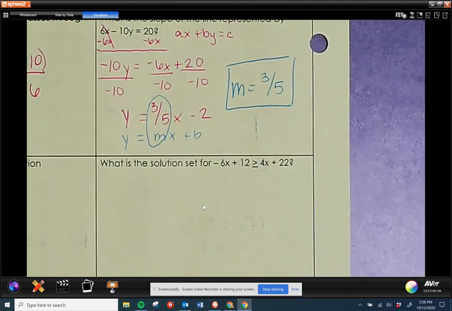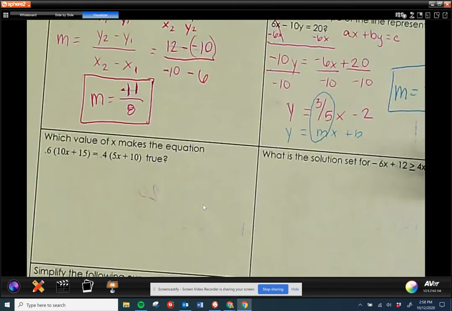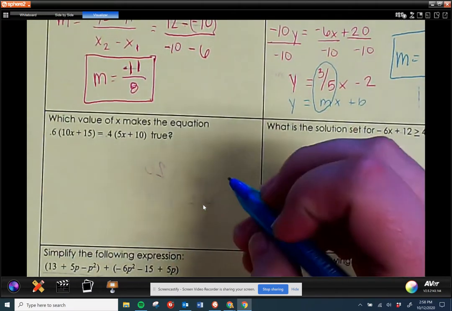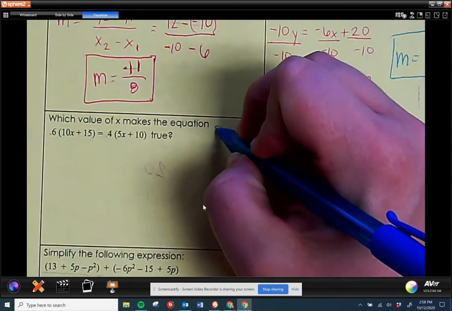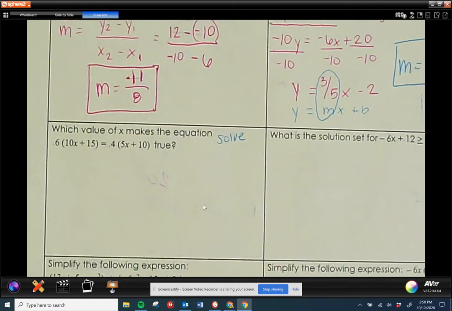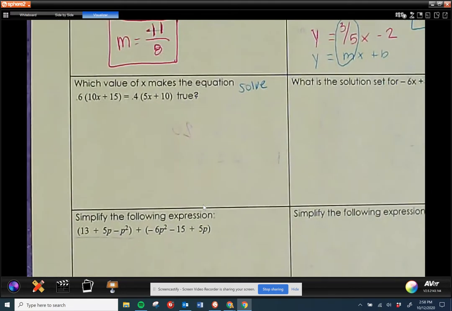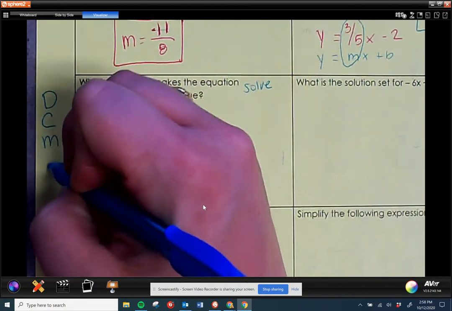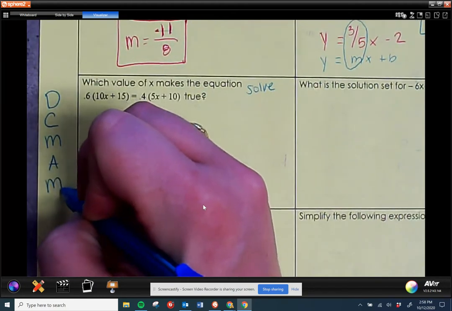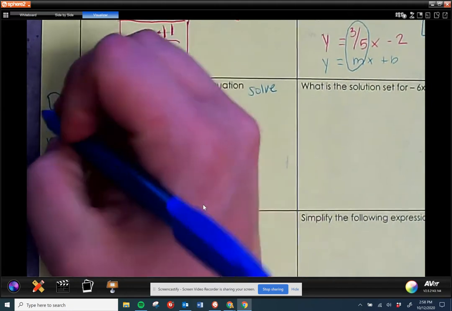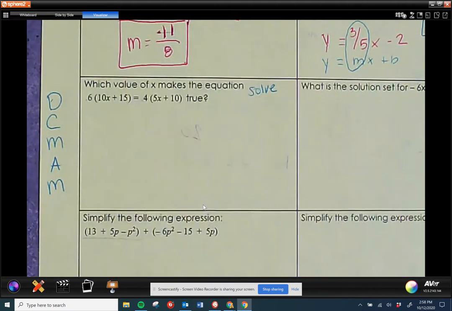All right. This one over here says which value of x makes the equation true. So basically it's saying solve. They want you to solve. And if you remember back when we did our very first unit, the steps were: don't call me after midnight. Okay, so the first step would be to distribute.